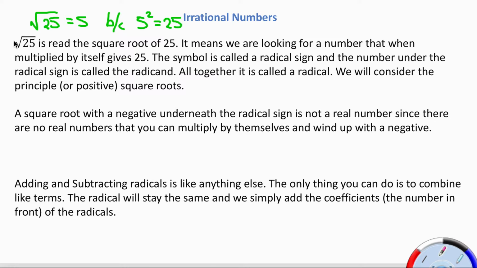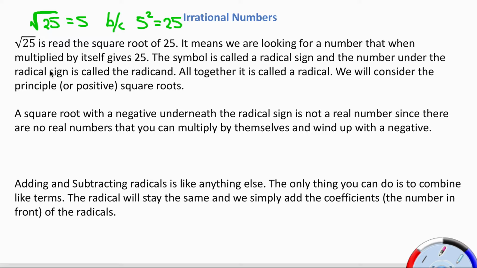The symbol, this part, is called the radical sign. The number underneath the radical sign is called the radicand. Okay, all together we call these radicals.